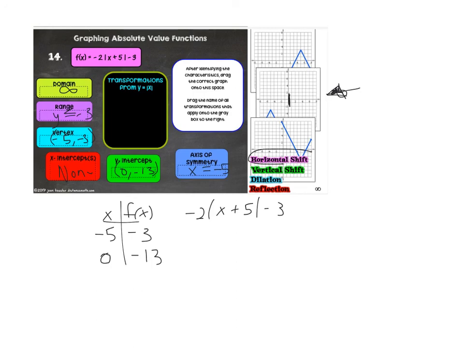Horizontal shift, yes. It shifted over 5. Vertical shift, yes. It went down 3. Dilation, yes. The shape changed. Is it a reflection? Absolutely. So it is all of those things.